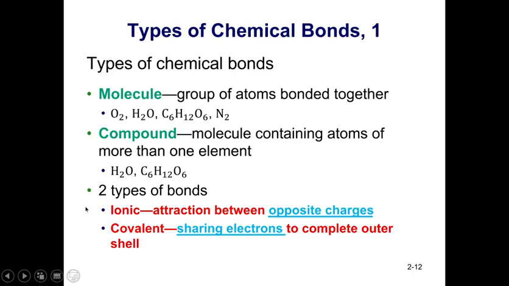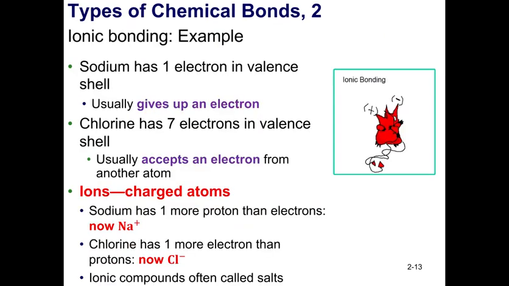And now that we're talking about combining elements, we can start talking about the different types of bonds formed between these elements. So we have two types of bonds that we're going to be talking about here. The first one is ionic bonds, which is essentially created when we have opposite charges. Covalent bonds are made when the elements share electrons to complete their outer shell and again follow that octet rule.